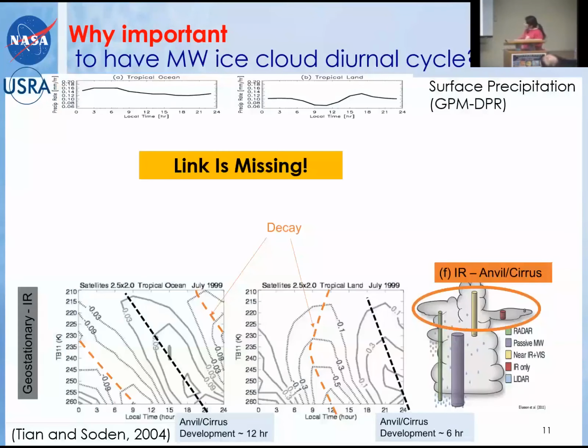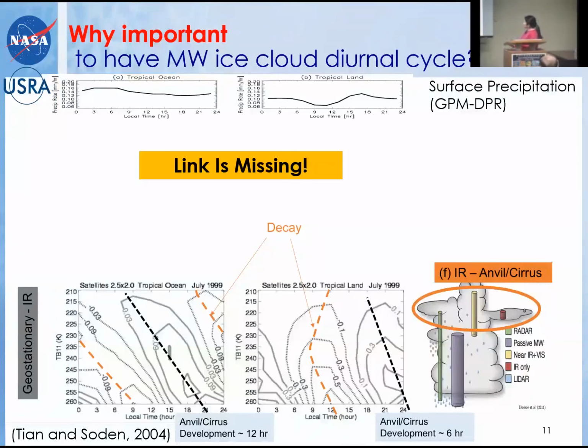So now we put them together. This is a very busy figure. I want to spend time on it. This is surface precipitation diurnal cycle in the tropical ocean and tropical land derived from GPM radar. So you can see tropical land has larger surface precipitation diurnal cycle, ocean has weaker, and the land one peaks in the late afternoon, which agrees with what we saw previously in the TRMM data.